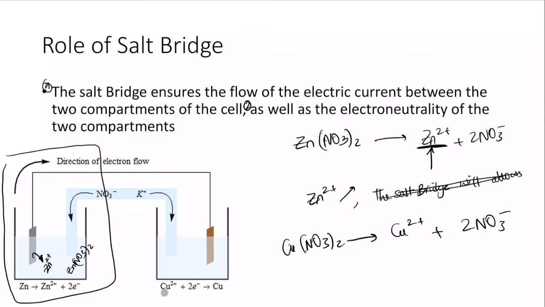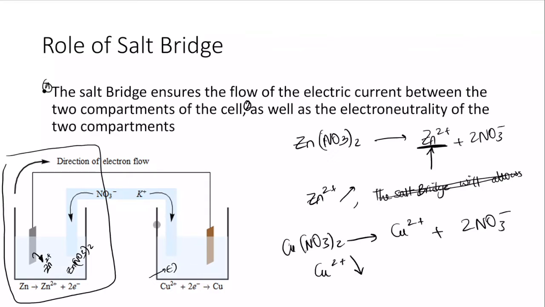This means that the concentration of Cu2+ is decreasing relative to the concentration of NO3 minus. The NO3 minus remains stable. We're not consuming NO3 minus, we're consuming Cu2+. Because the Cu2+ is decreasing, this solution is becoming negatively charged, because NO3 minus is now more than the Cu2+, since we're using the Cu2+ in the reduction reaction. So it's not neutral anymore.